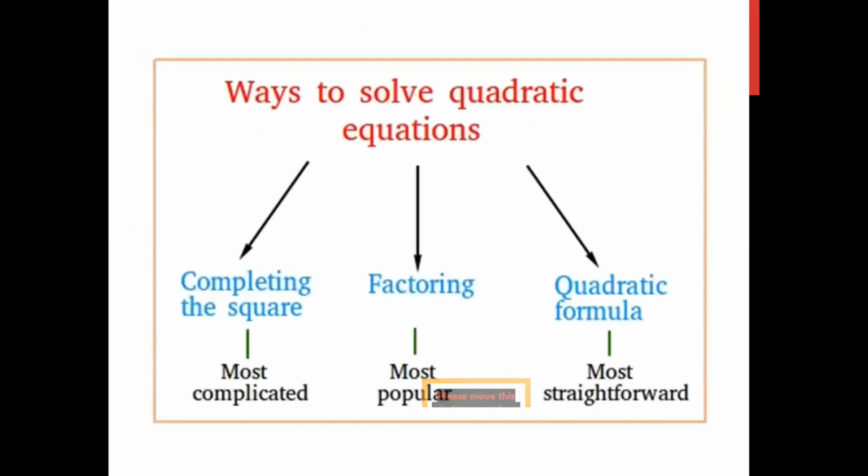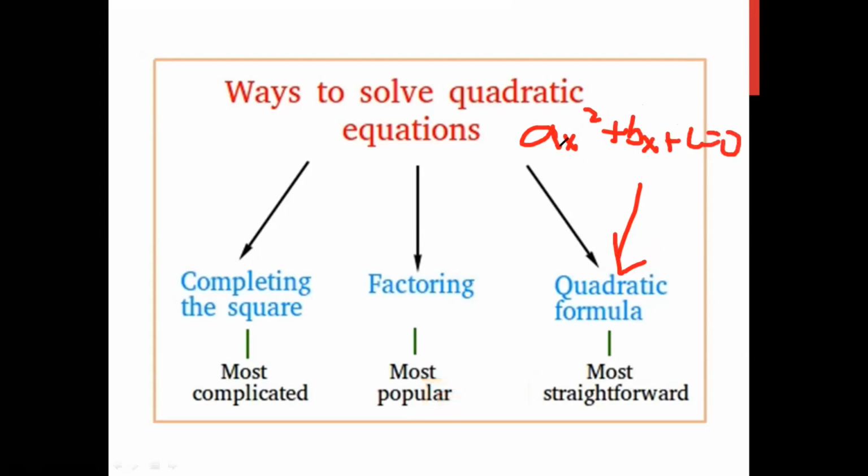Okay guys, based from an article, these are the following ways on how to solve the quadratic equation. Completing the square is the most complicated, factoring is the most popular, and the quadratic formula is the most straightforward because any equation can be solved with the quadratic formula. We only need to memorize the general form, which is ax squared plus bx plus c is equal to 0, and the general formula, and then substitute.